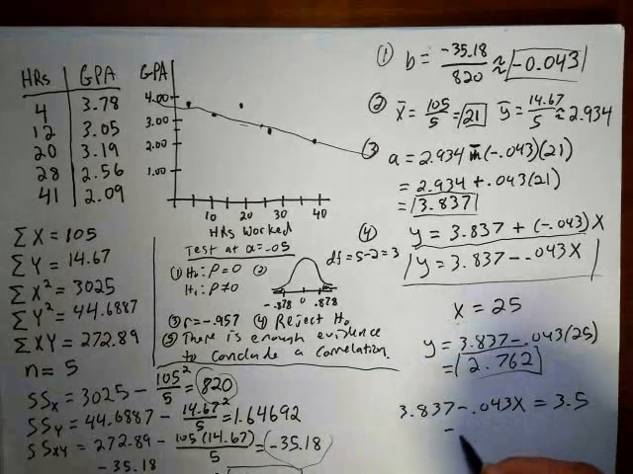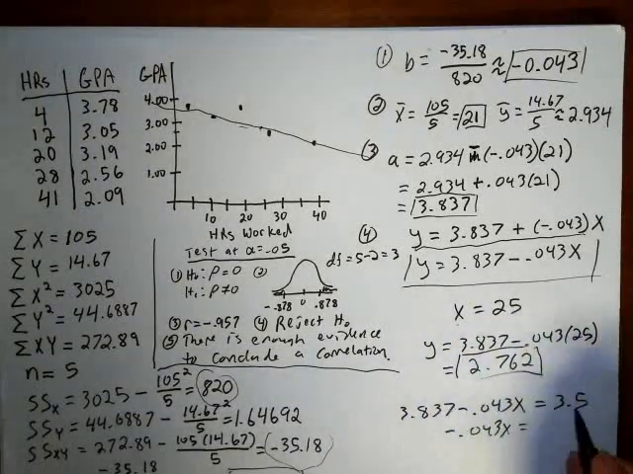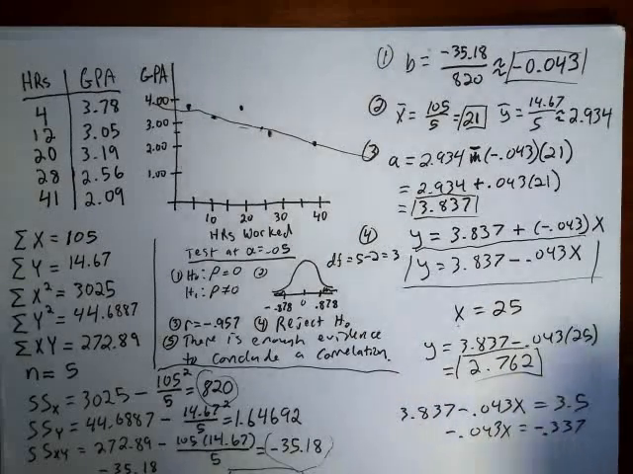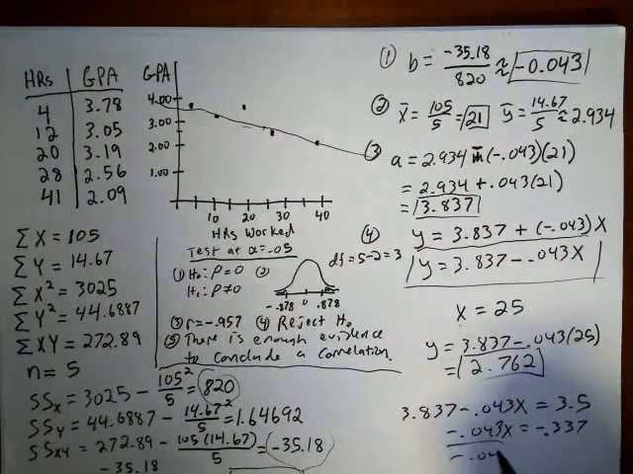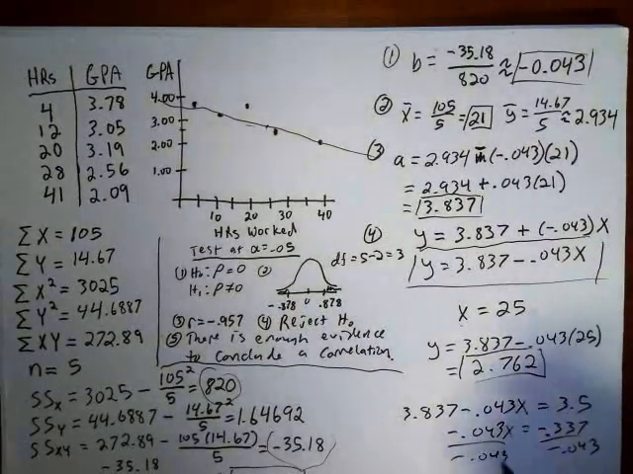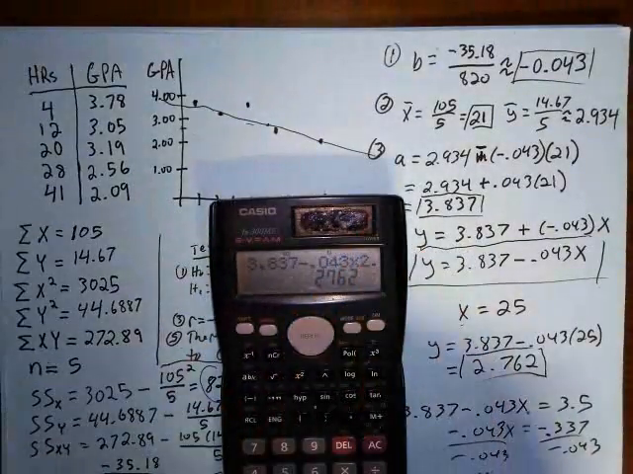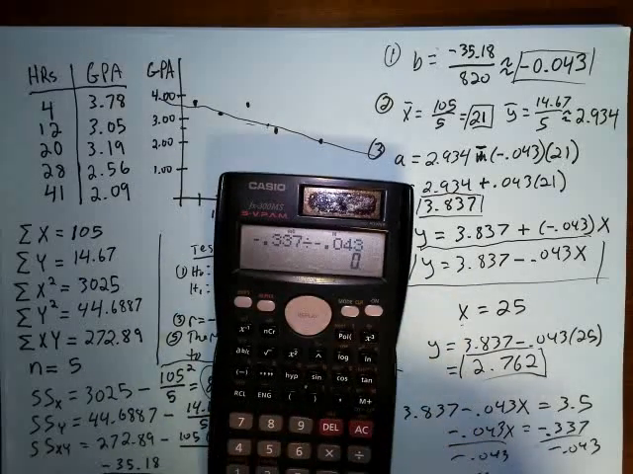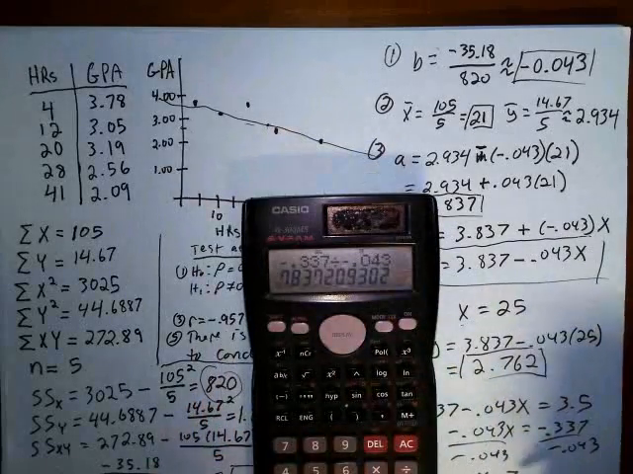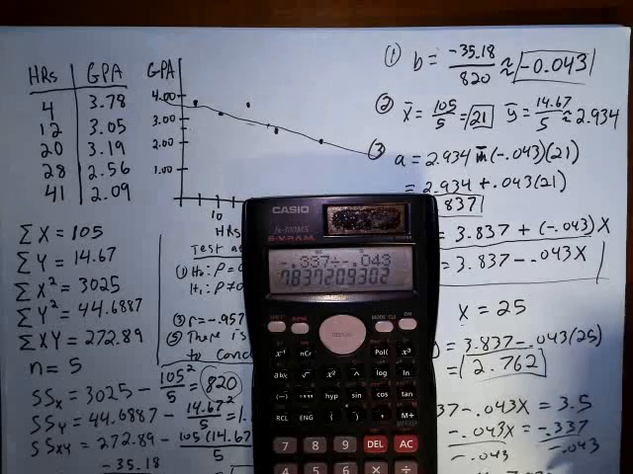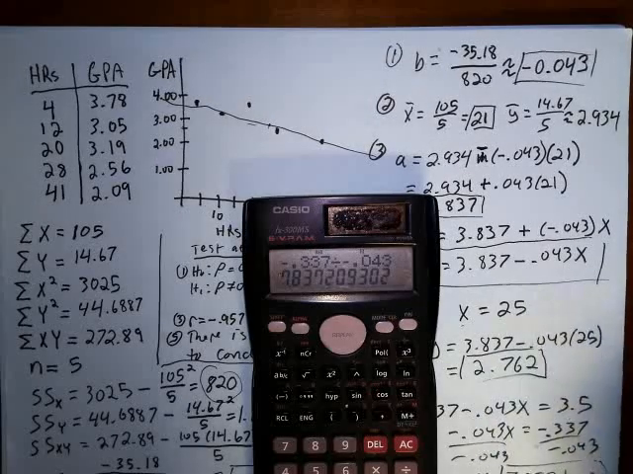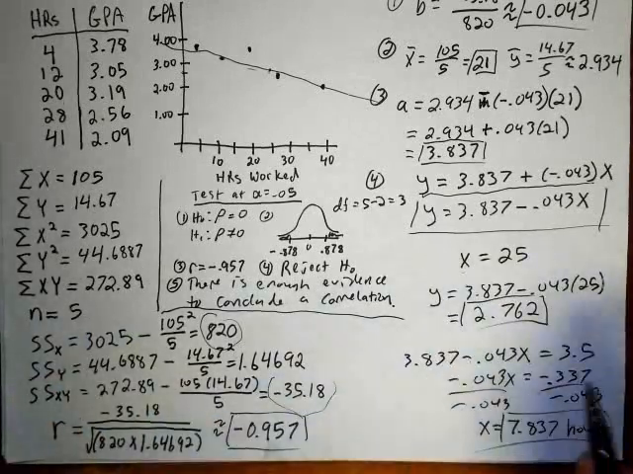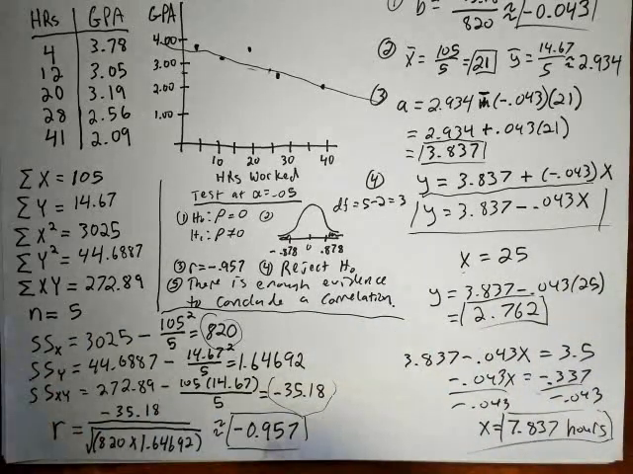So by using a little algebra here, I'm going to subtract 3.837 from both sides, and I get negative 0.337. And then I'm going to divide both sides by 0.043. And then I'm going to get x is equal to negative 0.337 divided by negative 0.043. And it looks like 7.837 hours. So you could tell them around 7 hours, maybe 8 hours would be a good number of hours to work if they want to make sure to keep that 3.5 grade point average.